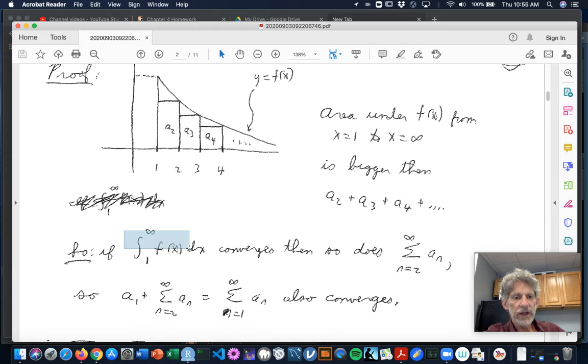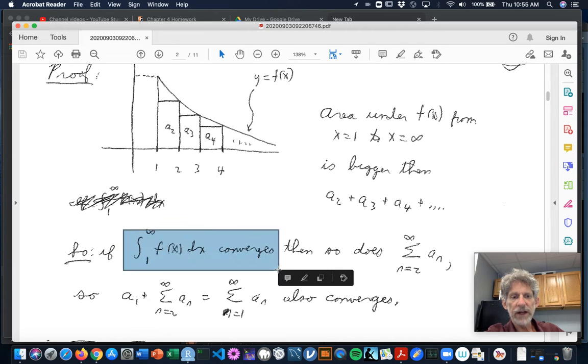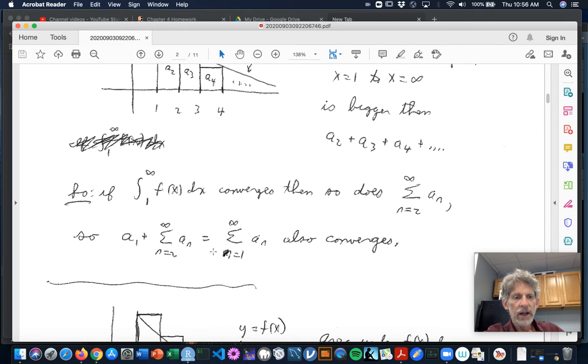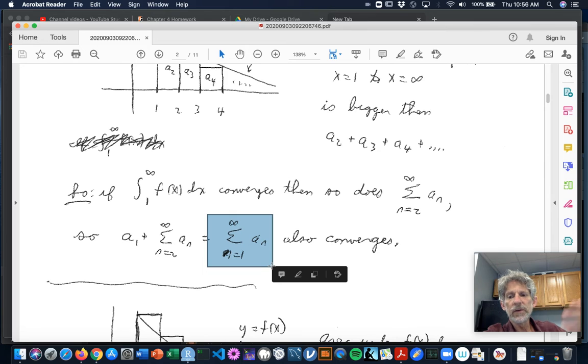So if the area under that f curve were finite, if the improper integral were to converge, then that would mean that the sum from 2 to infinity of an would have to converge. Now, if you add on a1 to that sum, you're only adding on a finite amount. So that's telling you that the sum n goes from 1 to infinity of an would also converge.